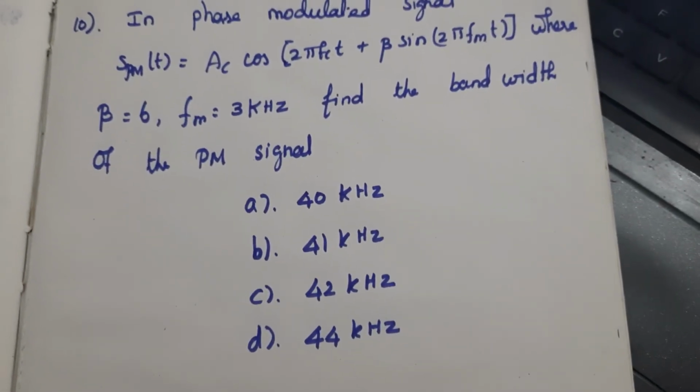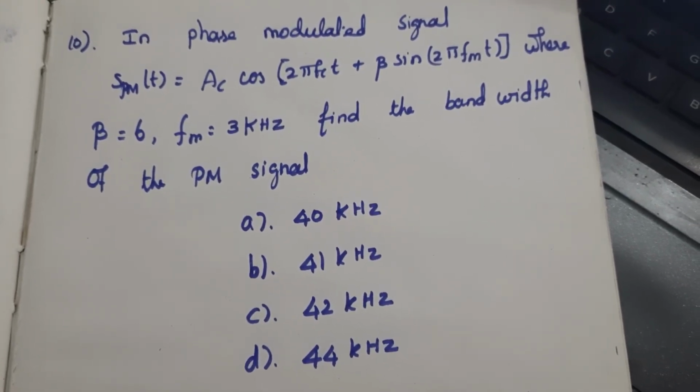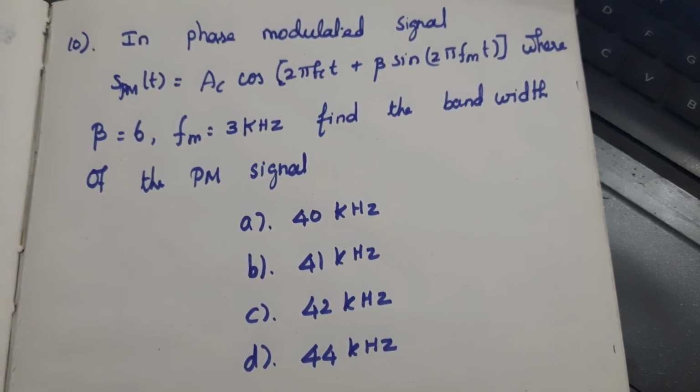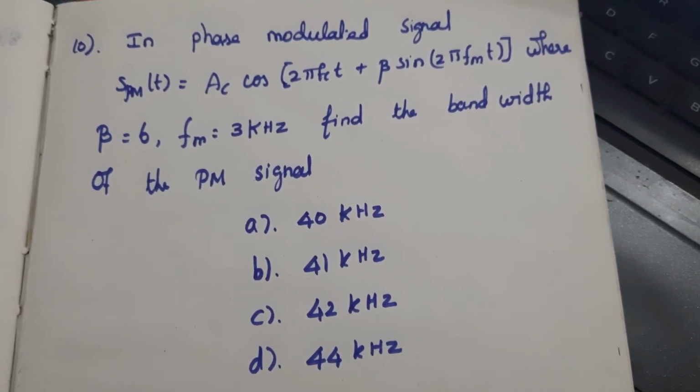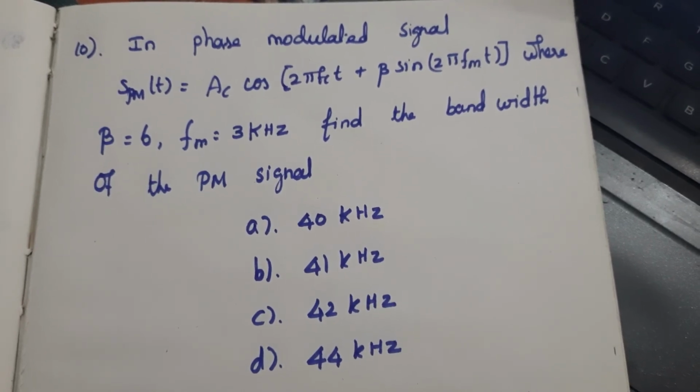Tenth question, in a phase modulated signal, s(t) = Ac cos(2π fc t + β sin(2π fm t)), where β is equal to 6 and fm is equal to 3 kHz. Find the bandwidth of the PM signal.